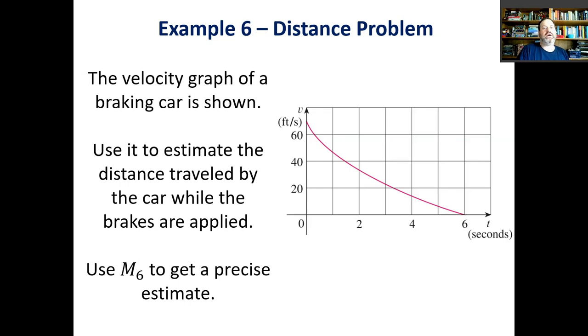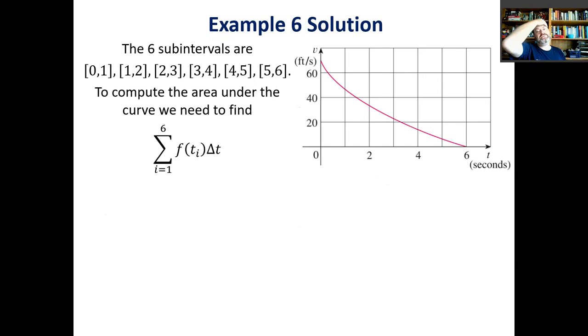So here we have a velocity graph of a braking car. So the car is slowing down, right? And we want to use this to estimate the distance traveled by the car while the brakes are applied. But again, it's slowing down, but its velocity is positive, right? It's moving forward. So we're just going to use the formula, right? We have 6 subintervals, because we were doing M6. So our subintervals are 0 to 1, 1 to 2, 2 to 3, 3 to 4, 4 to 5, and 5 to 6.